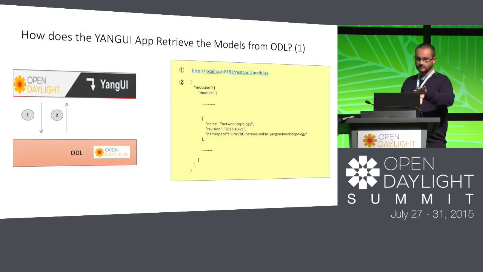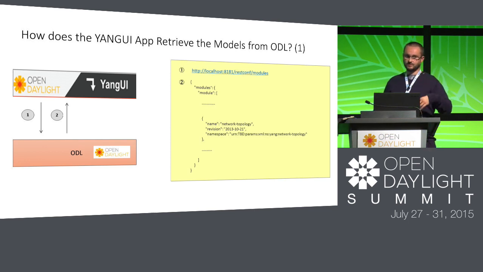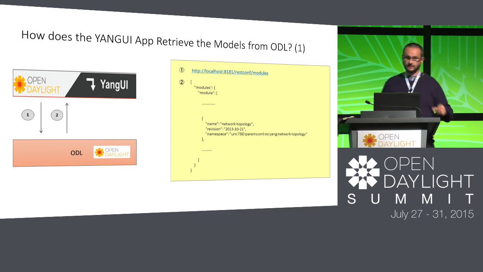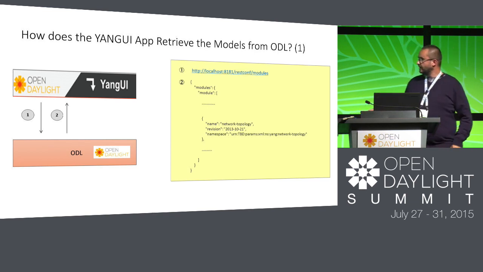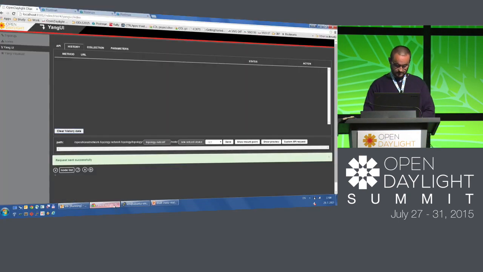This is the first request from the YANGUI application. When we start the YANGUI application, the first request to the controller is this one. I don't know if you see this. It's the RESTCONF modules. We get the data from there, and I have it right here in the Postman.